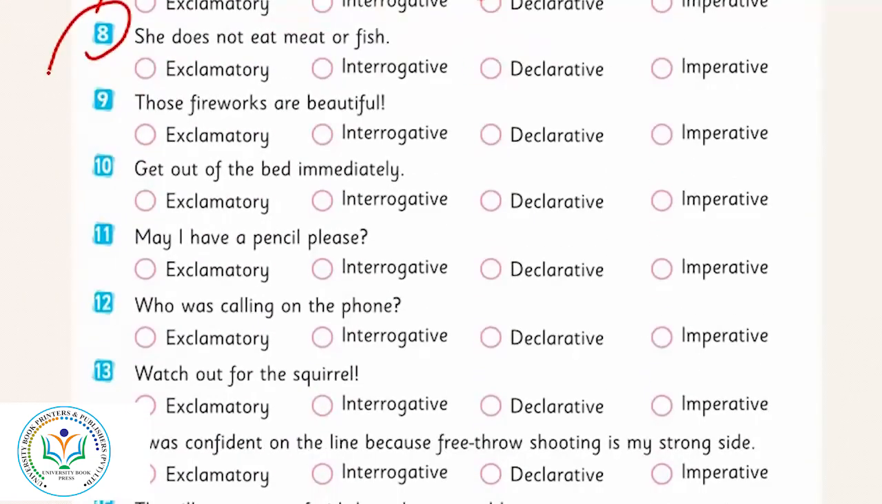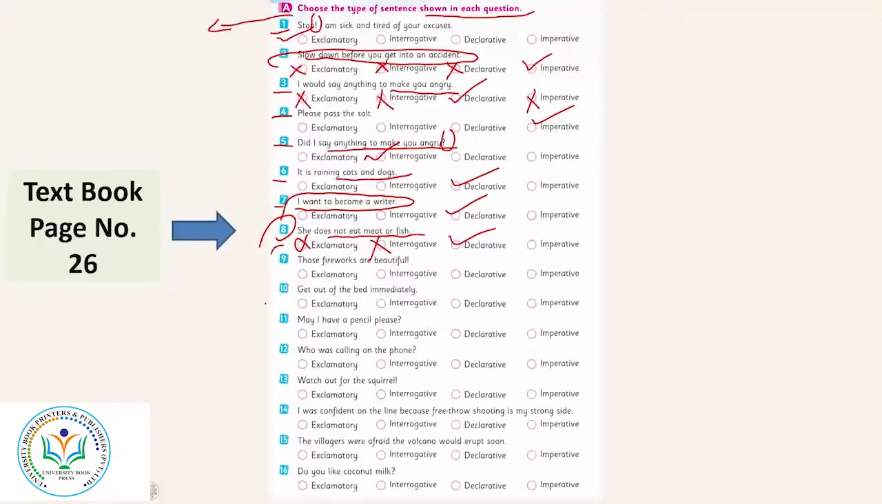Now look at the eighth one. She does not eat meat or fish. This is not an opinion, not interrogative and not exclamatory. So it is a declarative. Yes, it's a declaration that she does not eat meat or fish here. I want you to do the rest, the 8 sentences, by yourself.